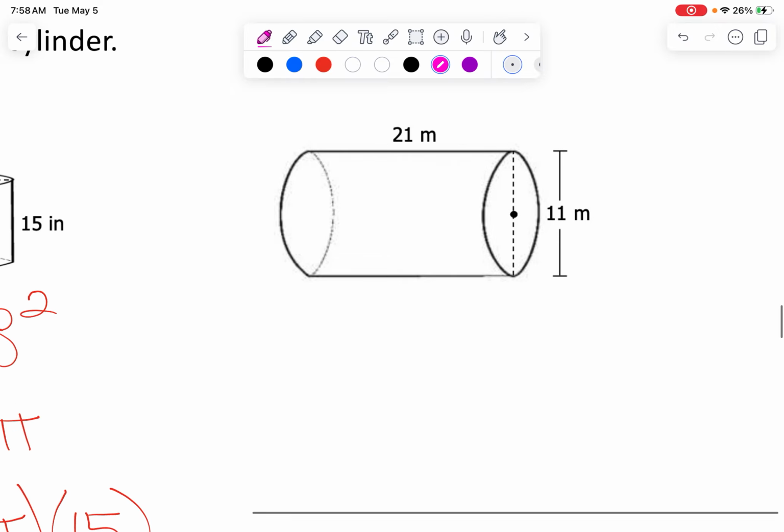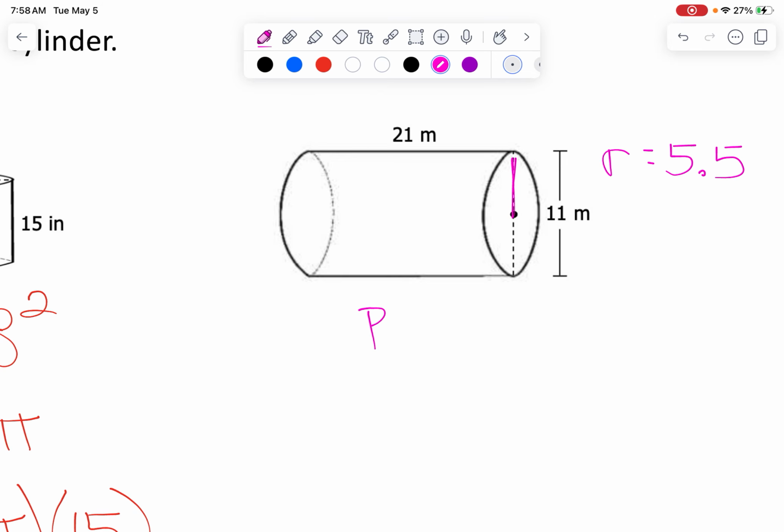All right. Let's take a look at this one. Okay, well, the first thing I notice is, hey, I need the radius. The radius is going to be half of 11, so that is 5.5. So my base is going to be pi times 5.5 squared. So that's 30.25 pi. Now I'm just going to multiply that by 21.